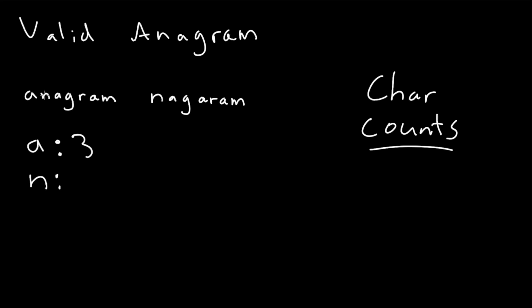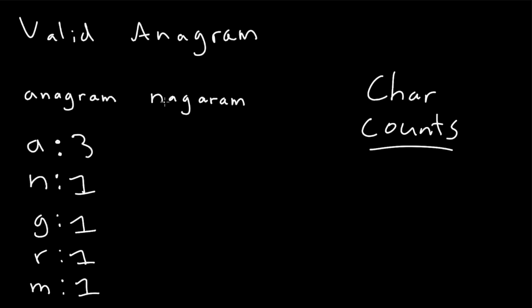Okay, so let's go to the next character. We've got an N. How many N's are there? Looks like we have 1. And if we look at the G, how many G's are there? Looks like just the 1. R, looks like just the 1. A, we've already counted that. And M, we've got just the 1.